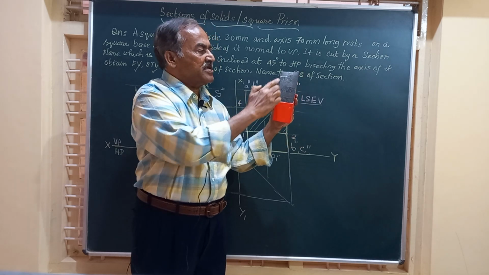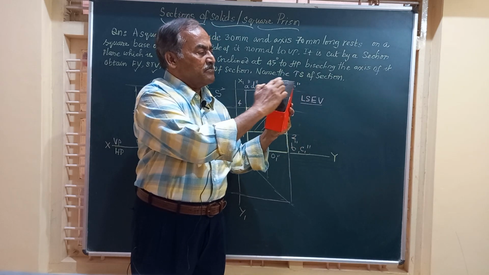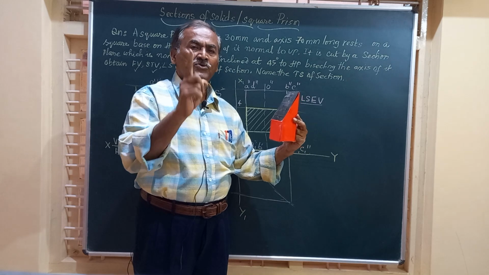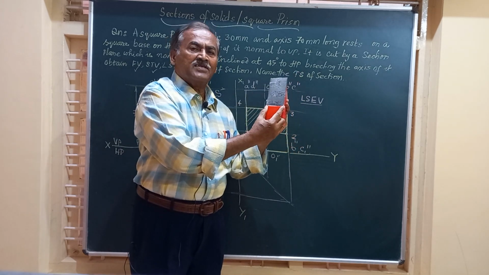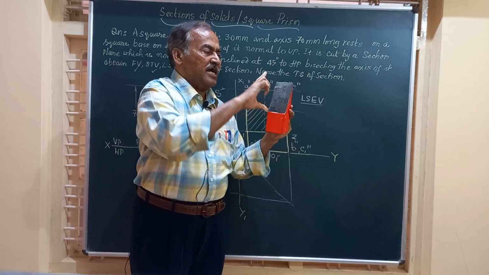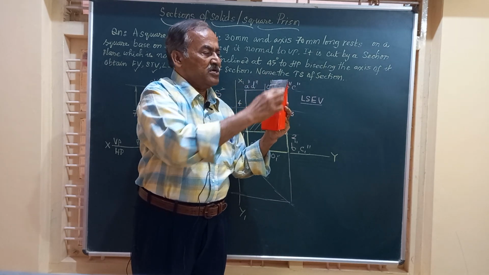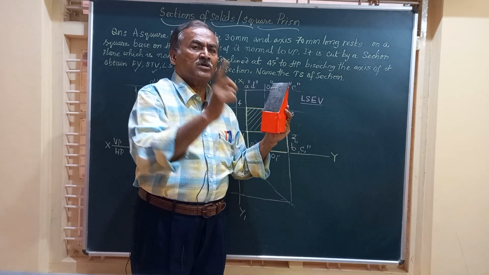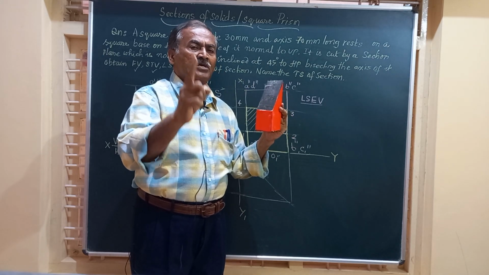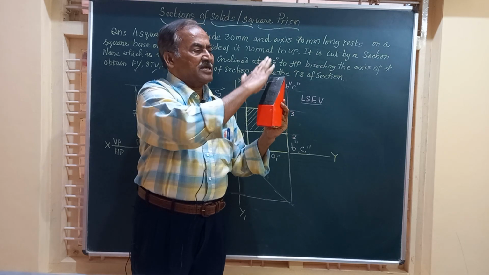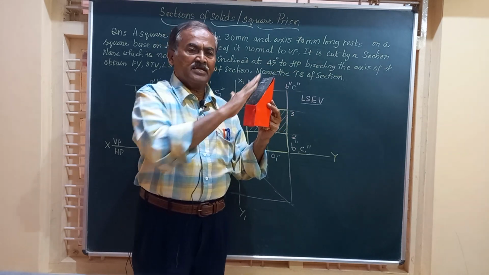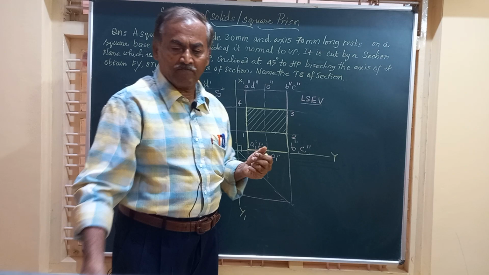Friends, very obviously, when you hold a mirror parallel to this rectangle, you are going to get a rectangle of length equal to so much and height this much. So this is the true shape. So true shape is going to be a rectangle with length equal to side and height depending on the inclination made by the cutting plane.